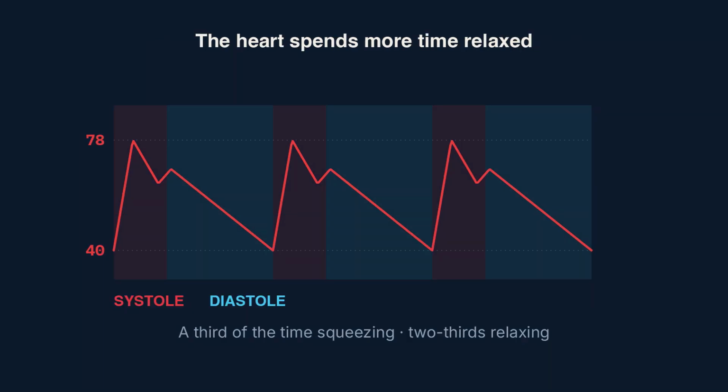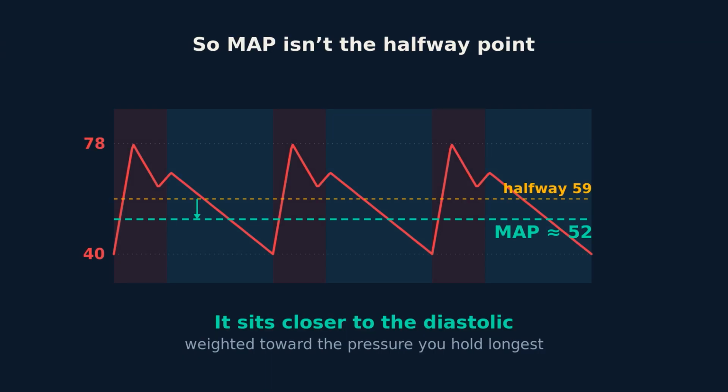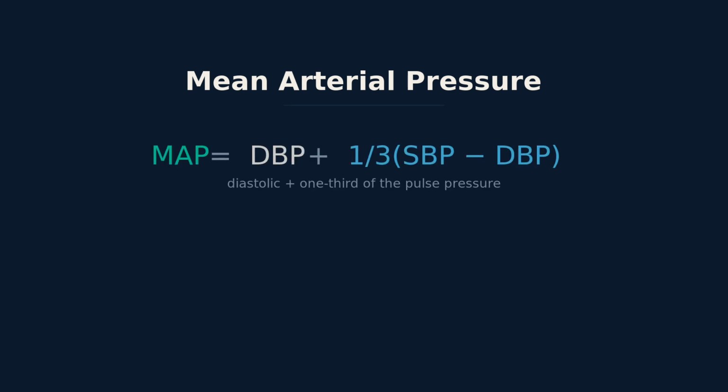Now, the heart spends 1/3 of its time in systole and 2/3 in diastole. So MAP isn't the halfway point. It sits closer to the diastolic. The math: take your diastolic and add 1/3 of the difference between the systolic and the diastolic. That difference, systolic minus diastolic, is your pulse pressure.